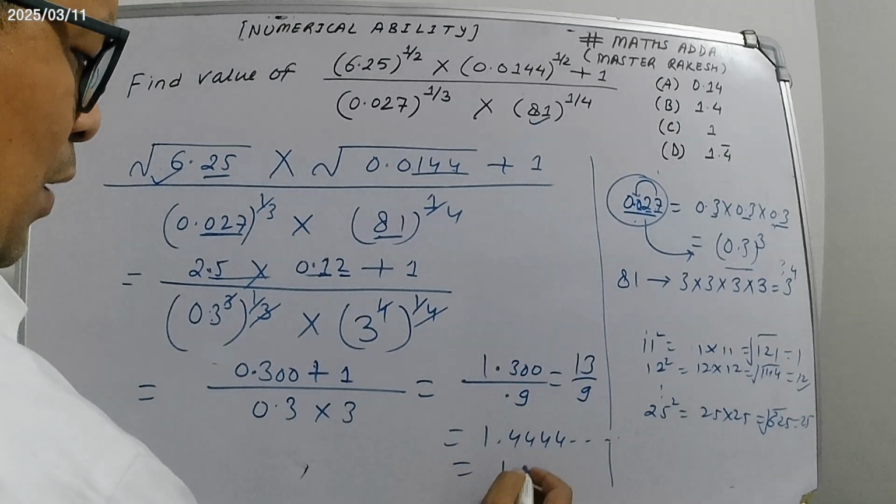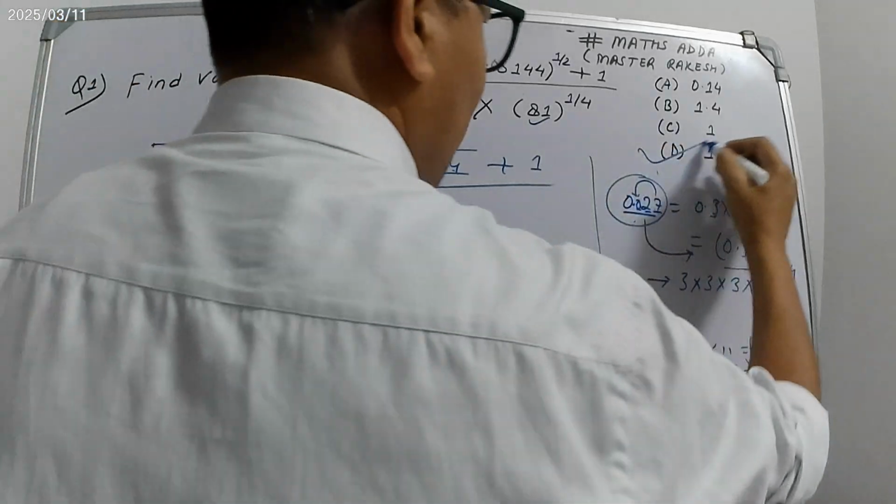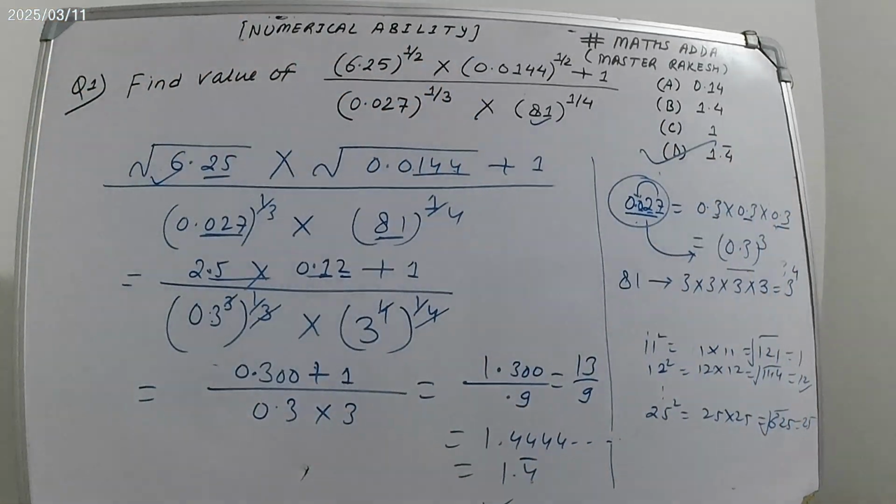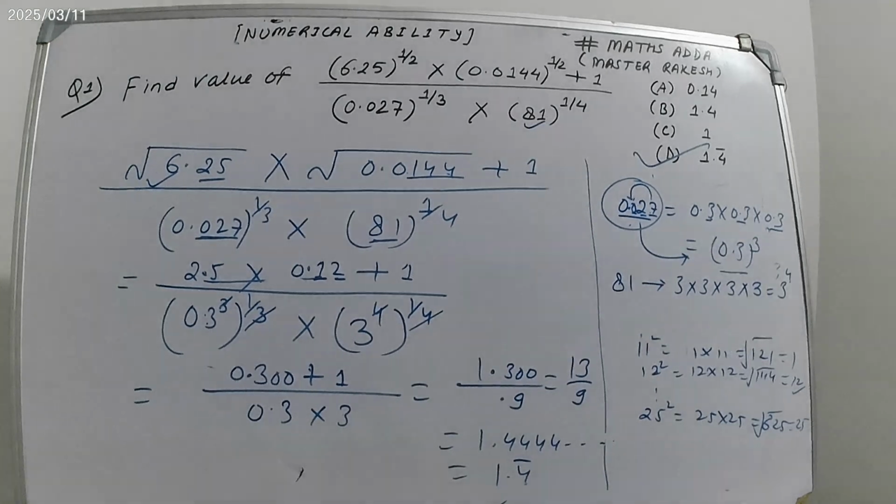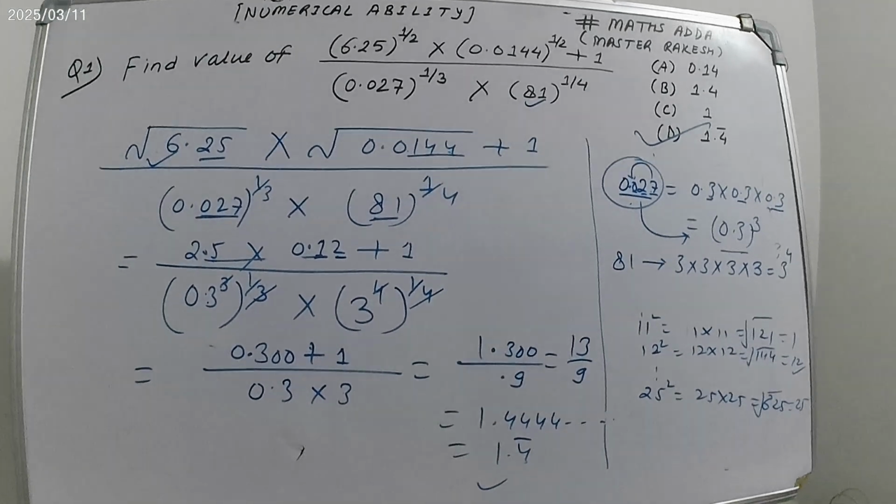So it is 1.44444 dot dot, so 1.4 bar. So 1.4 bar is the correct answer for this question. You can have a look at this question. This is one of the beautiful questions.